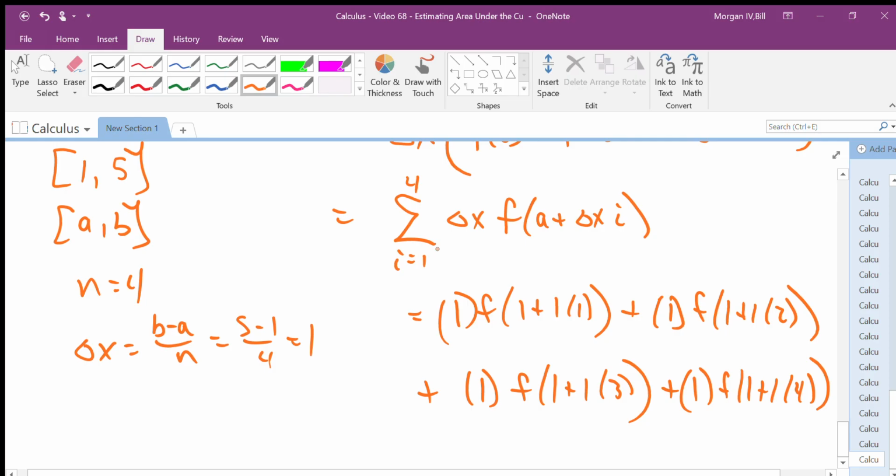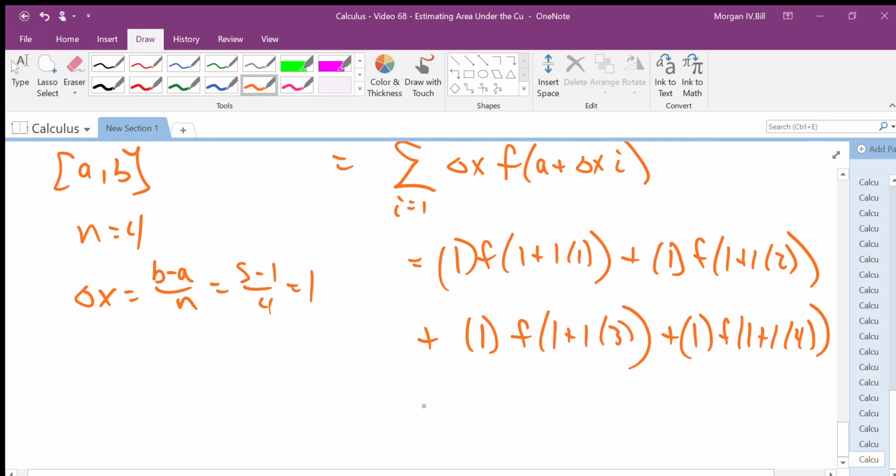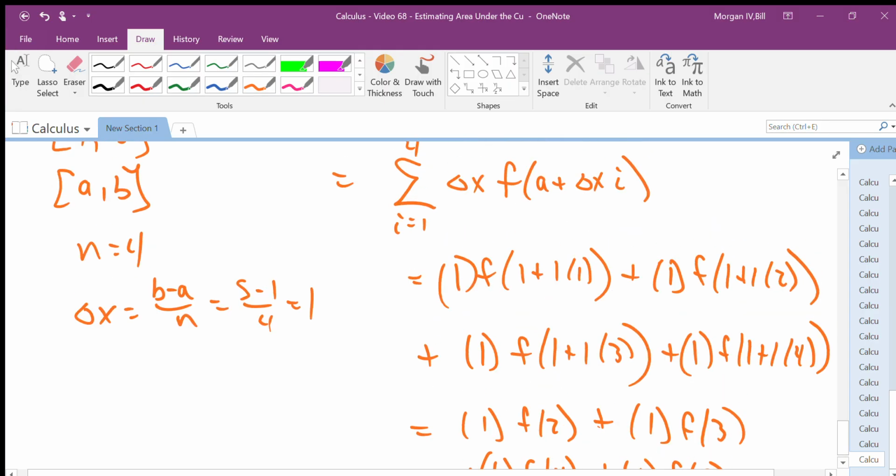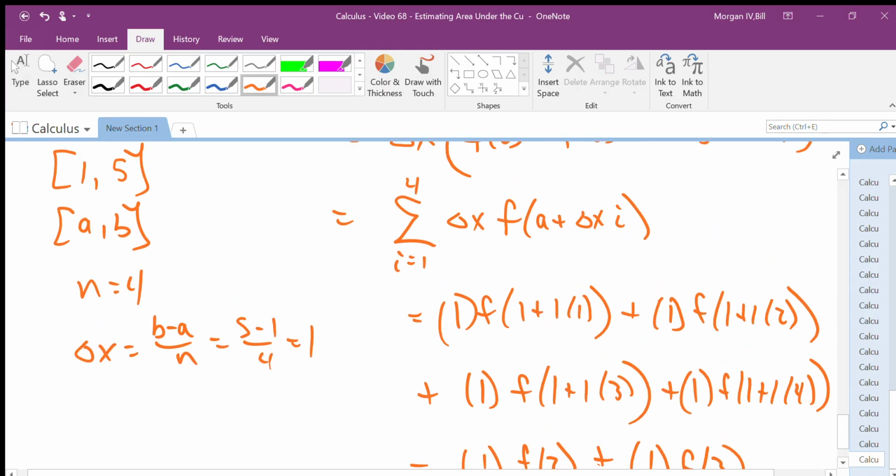Again, that's just letting I go from 1 to 2 to 3 to 4. If you do that, we get 1 times f of 2, 1 plus 1 times 1 is 2, plus 1 times f of 3, plus 1 times f of 4, plus 1 times f of 5. Right. Again, I'm just plugging in the a value is 1, the delta x value is 1, and then I'm letting I range from 1 to 2 to 3 to 4. I goes from 1 to 4. And I get the sum.